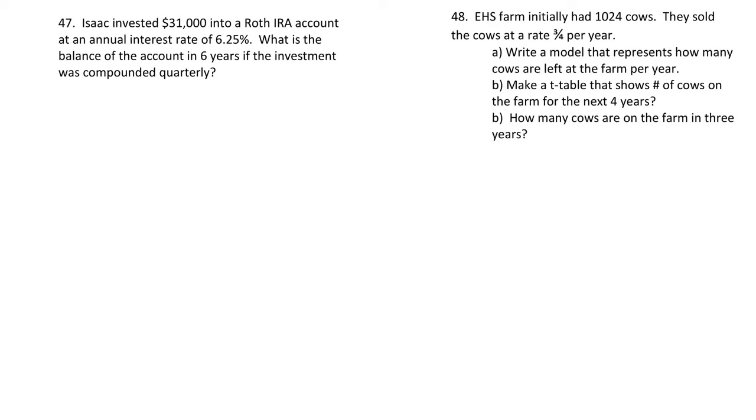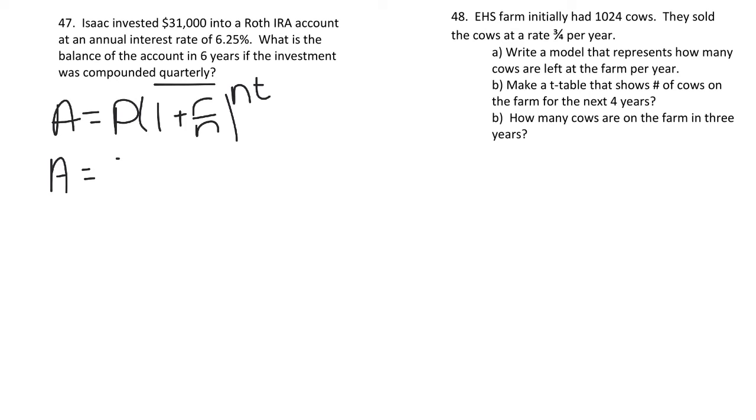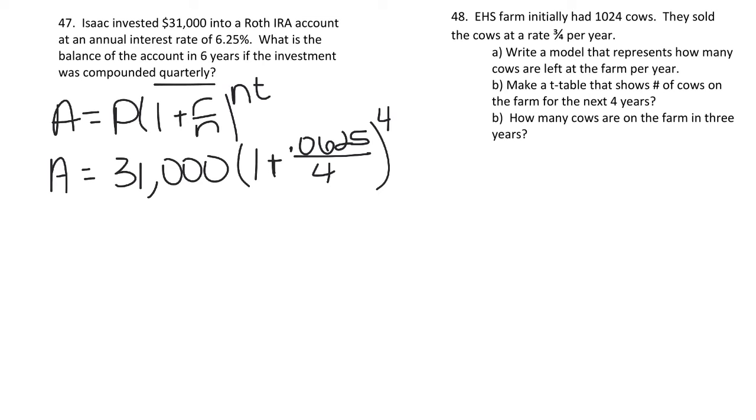Okay, Isaac invested $31,000 into a Roth IRA account at an annual interest rate of 6.25%. What is the balance of the account in 6 years if the investment was compounded quarterly? So quarterly is 4 times a year. Same equation, A equals P, 1 plus R over N to the NT. And that's 31,000, 1 plus 0.0625 divided by 4 to the 4 times 6 years.